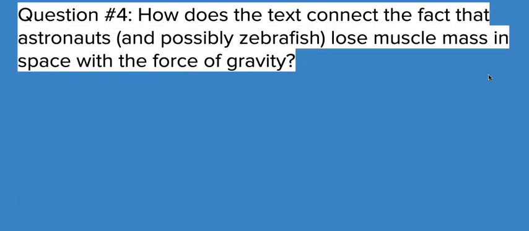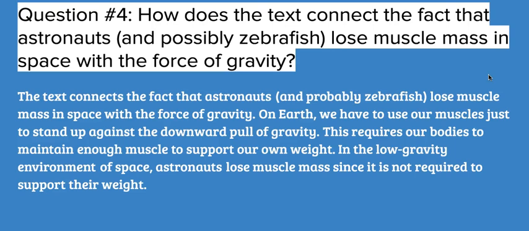And question 4. How does the text connect the fact that astronauts, and possibly those zebrafish, lose muscle mass in space with the force of gravity? The text connects the fact that astronauts, and probably zebrafish, lose muscle mass in space with the force of gravity. On Earth, we have to use our muscles just to stand up against the downward pull of gravity. This requires our bodies to maintain enough muscle to support our own weight. In the low-gravity environment of space, astronauts lose muscle mass since it is not required to support their weight.